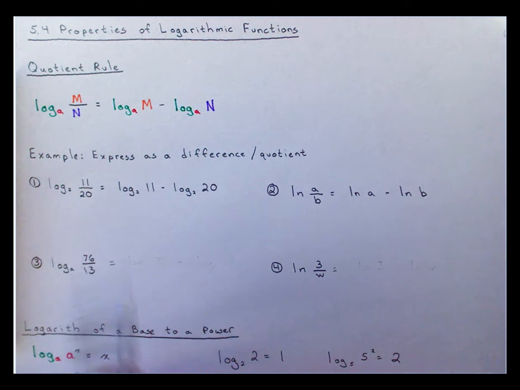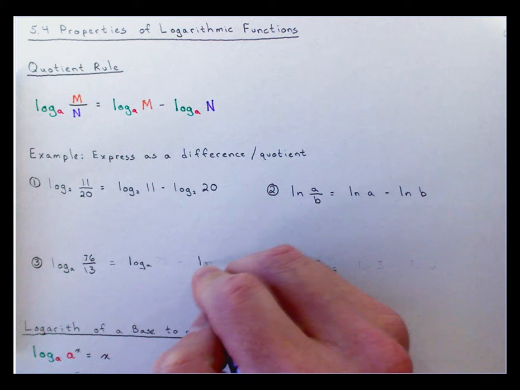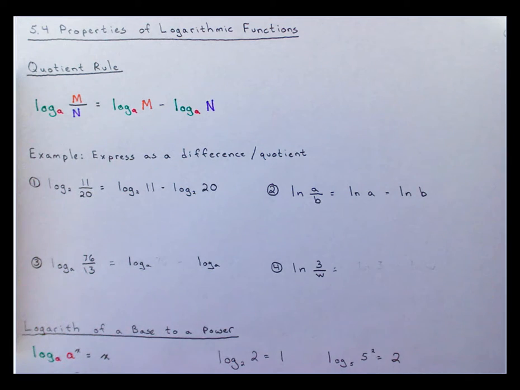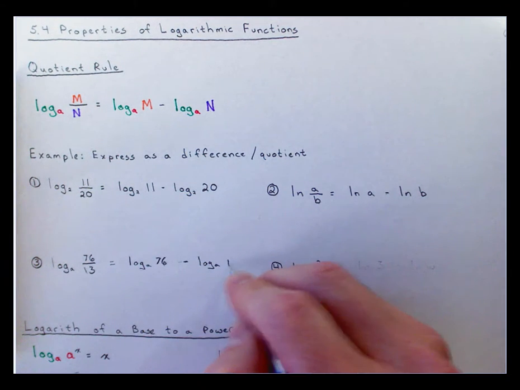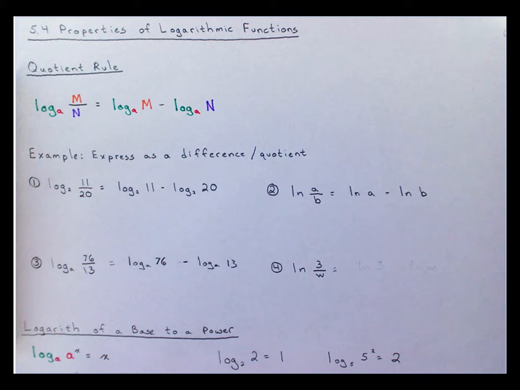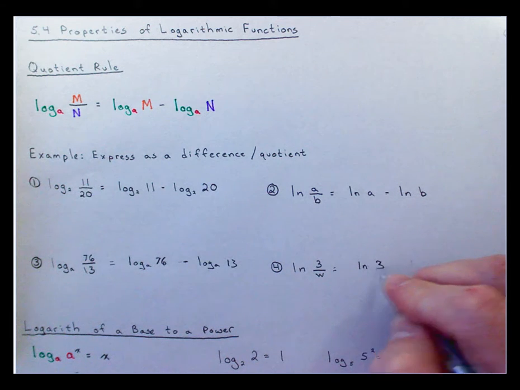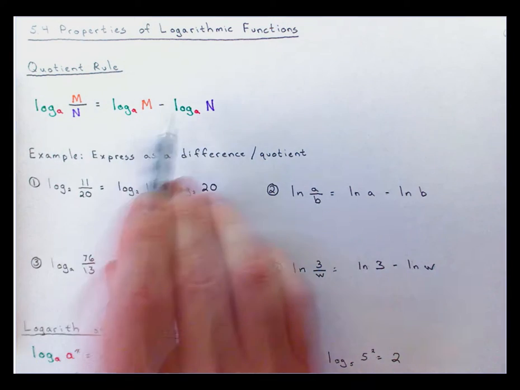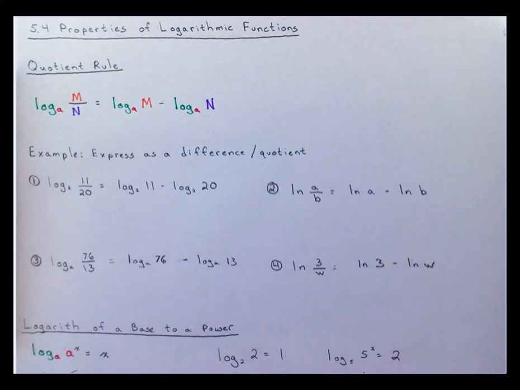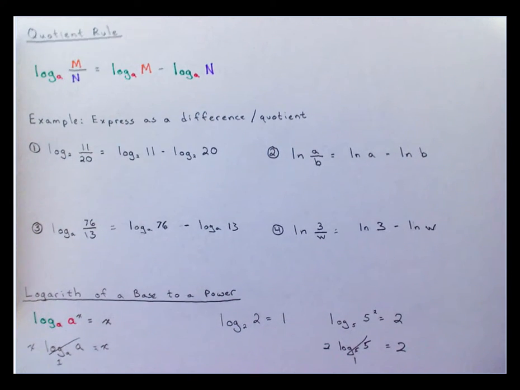So log base a, and log base a. And I know that they're going to be subtracting each other. So I take my numerator, and that's going to be the first one I write down, and then I take my denominator, and that's it. Pretty nice, huh? And for this one, I will have the natural log of 3 minus the natural log of w. It's a matter of just having the formula memorized. It's the same with the product rule and the power rule. Have the formula memorized.